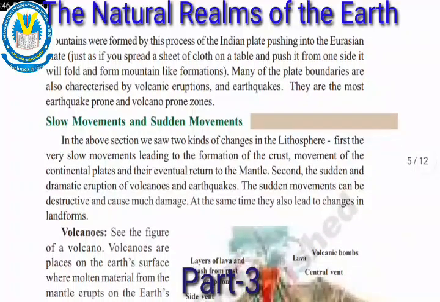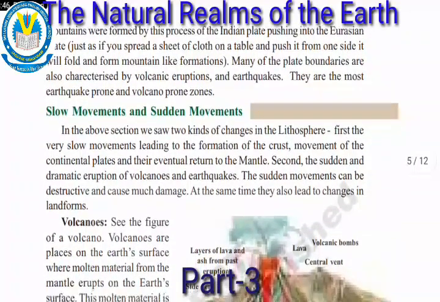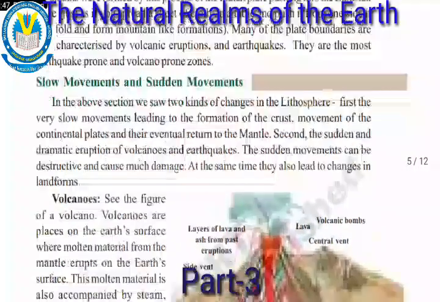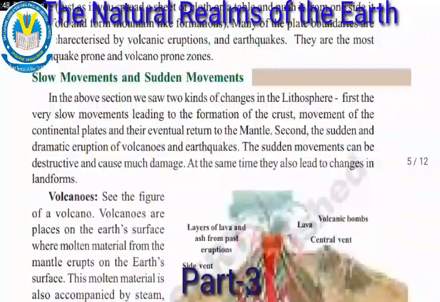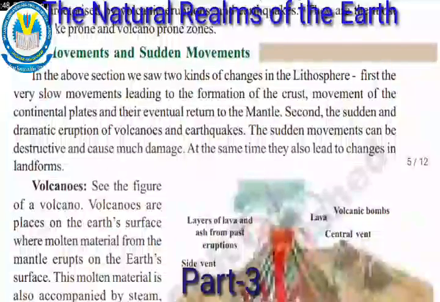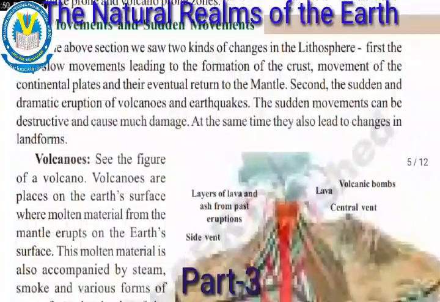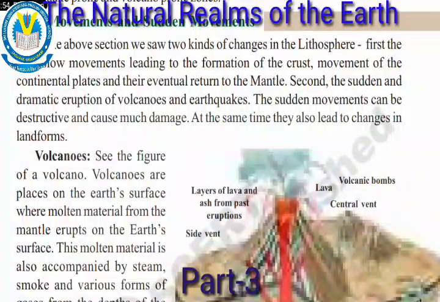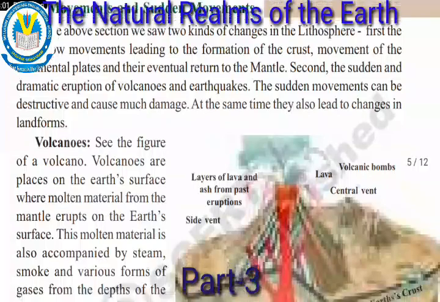Many of the plate boundaries are also characterized by volcanic eruptions and earthquakes. They are the most earthquake-prone and volcano-prone zones. So, this seafloor spreading as well as the fusion at the mantle, or fusion at the margins, would also happen because of two things. One is volcano eruption, the other one is earthquakes.